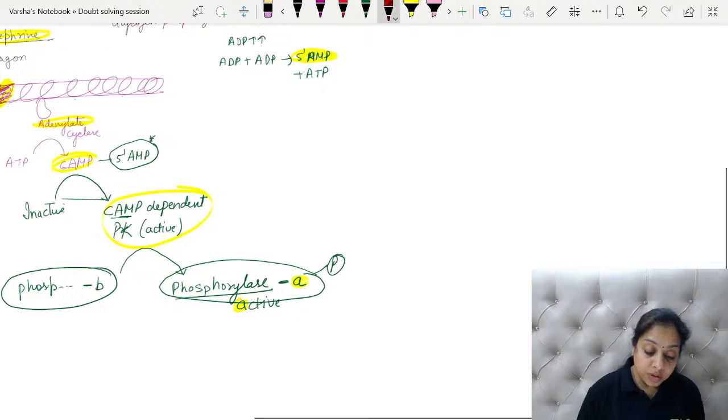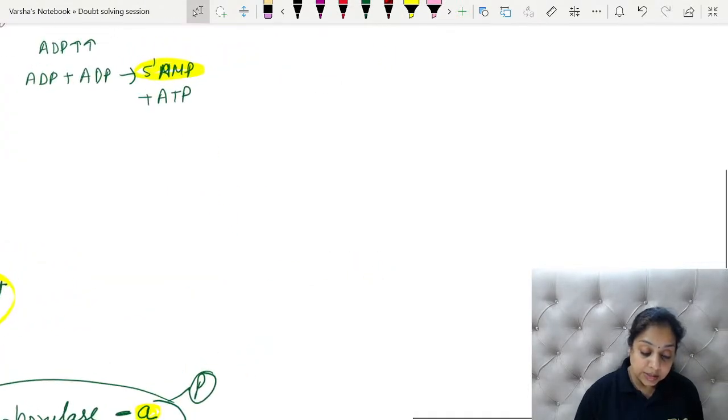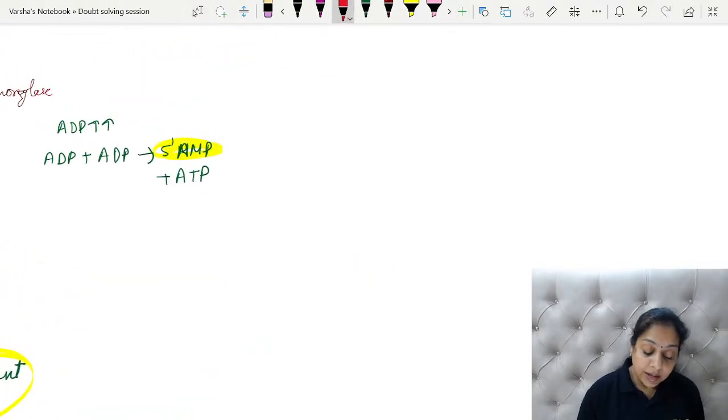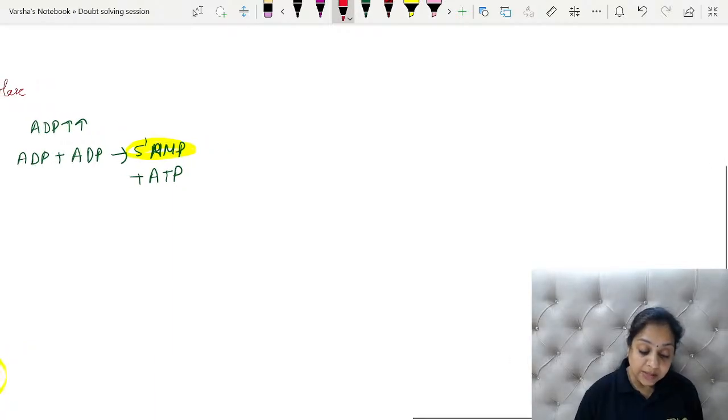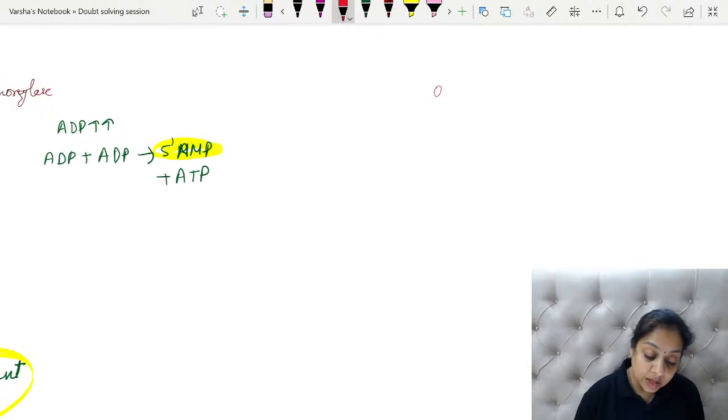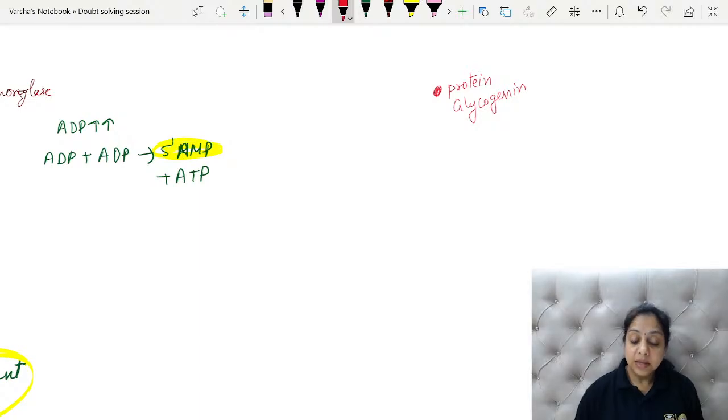And what do we know about the structure of glycogen? This is another question. Glycogen is what? It is a complex polysaccharide. So it has an inner core. Inner core is what? Protein. And what is that protein? That protein is glycogenin. Okay? Glycogenin is a protein that is also known as the primer.